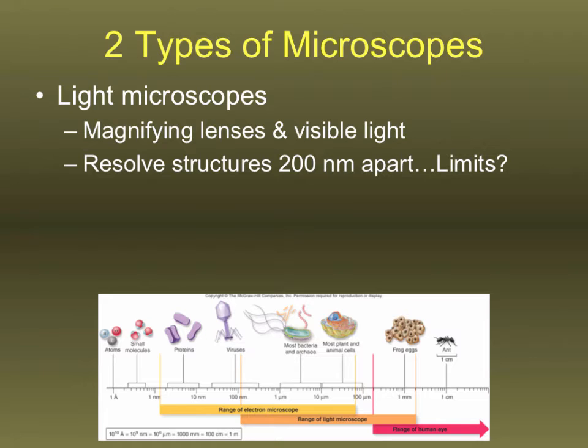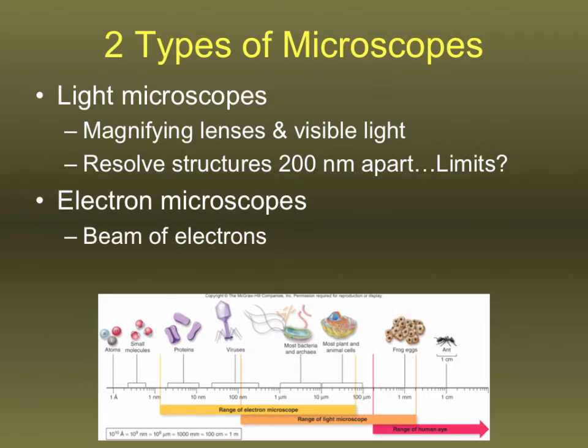You won't be able to see anything anyways. That's about as far as you can go with a simple compound light microscope. Electron microscopes, on the other hand, use beams of electrons. They get you down three more orders of magnitude to 0.2 nanometers, right? So that's 2/10,000,000ths of a meter in size, ridiculously small.